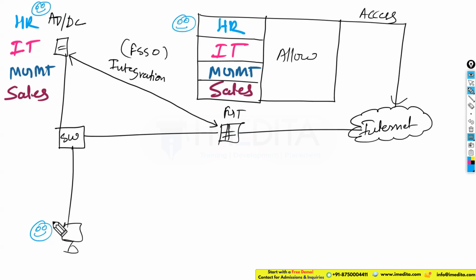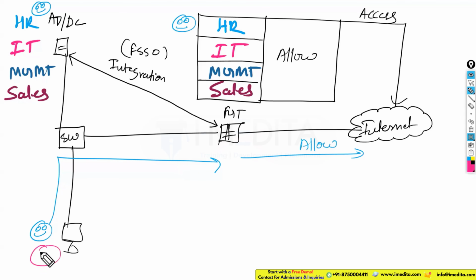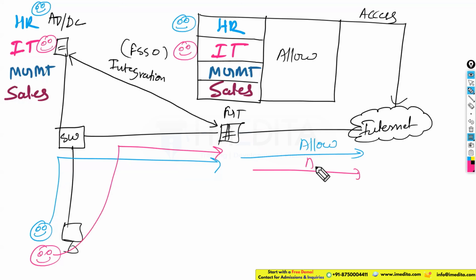If the same user goes to the firewall, the firewall knows the user belongs to HR, so allow. If any user from IT joins the domain, AD will tell the firewall the user joined the IT group. If the same user goes to the firewall, that user is allowed to access. The same thing will happen with management and sales.